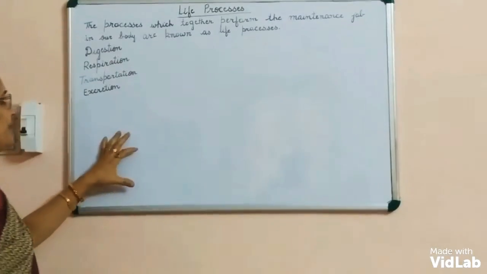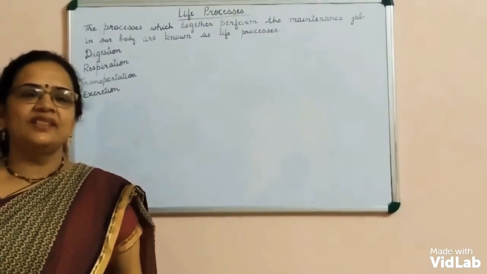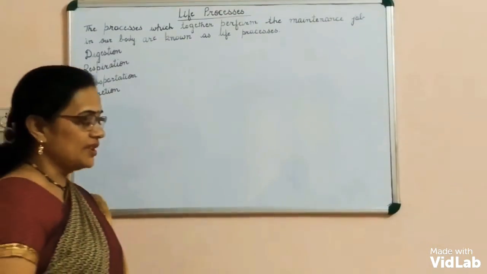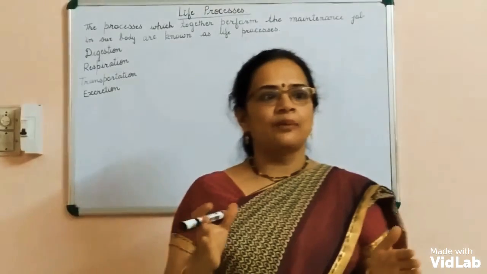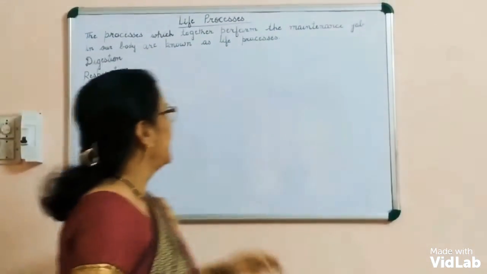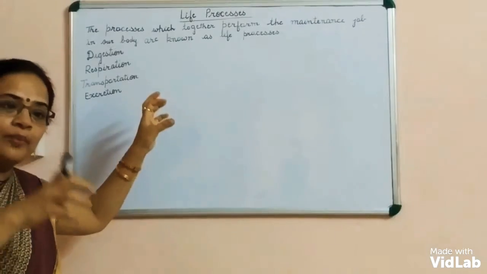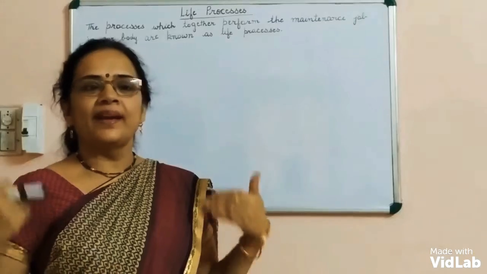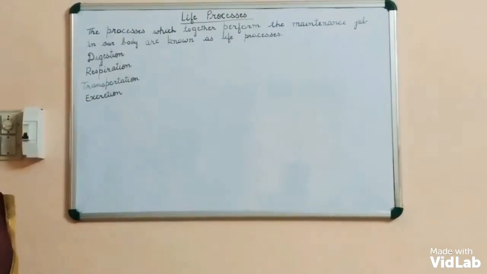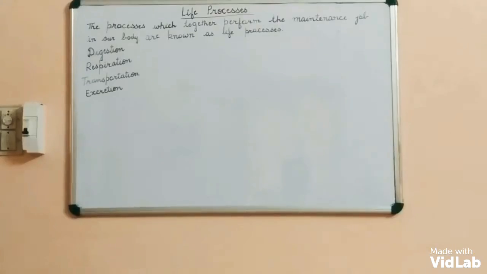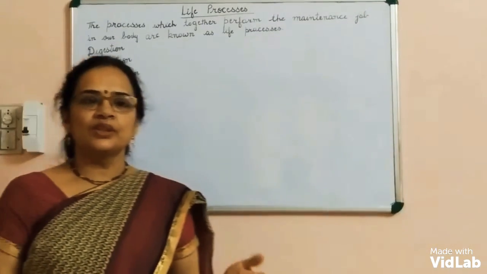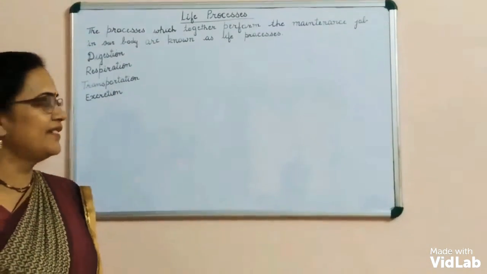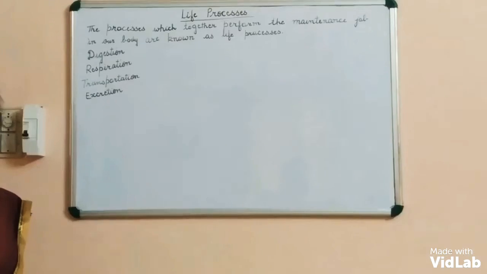In nutrition, the food is digested inside our body by the process of digestion. In digestion, the complex molecules are broken into simpler forms. Then these simple absorbable forms are absorbed and utilized by our body. The next important life process is respiration. In this process, oxidation of food occurs in our body to release energy. So energy is released during respiration.